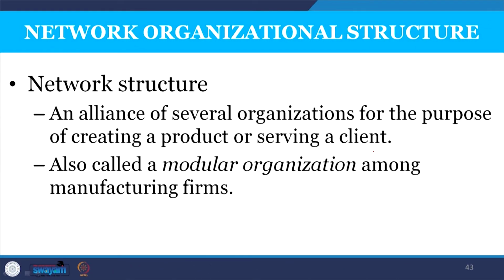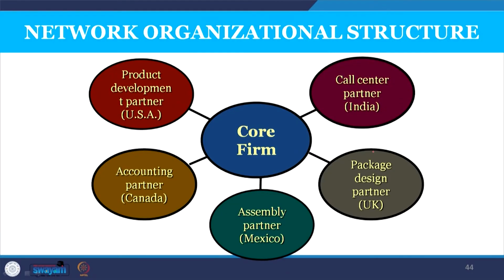Then we also have another form called network organizational structure. A network structure is an alliance of several organizations for the purpose of creating a product or serving a client, also called modular organizations among manufacturing firms. In a network type of structure, the core firm will have some partner firms, like a call center partner in India, a package design partner in the UK, an assembly partner in Mexico, an accounting partner in Canada and a product development partner in the US.